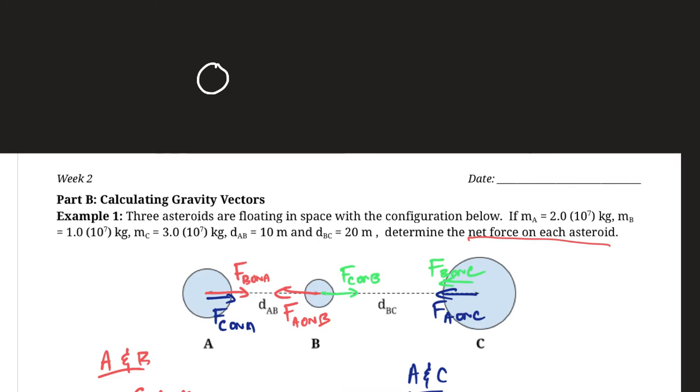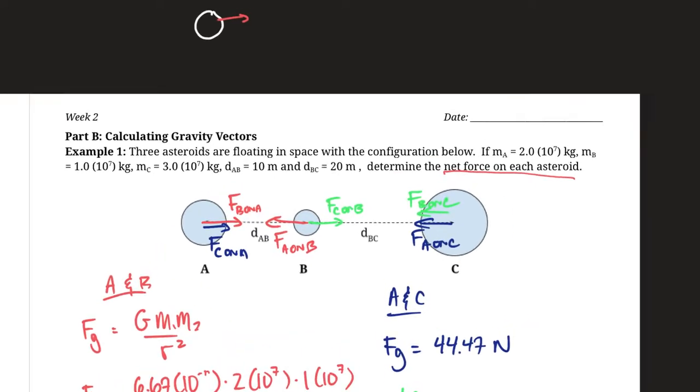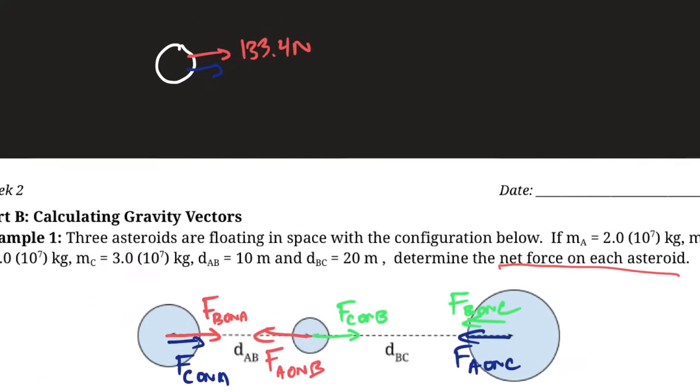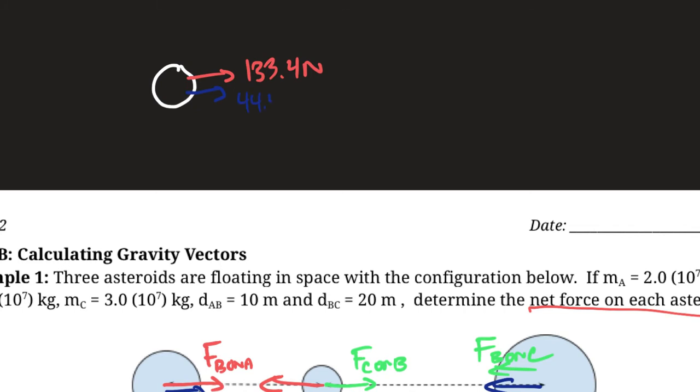So the net force on asteroid A, we'll start off with that. Well, we know we have this force to the right, F of B on A, which if we look at what we calculated there, it was 133.4, right? And we also had a force to the right, F of C on A, of 44.47, right? So what's going to be the net force on asteroid A? Let me label this A. So F net, well, both of those forces are pushing it to the right.